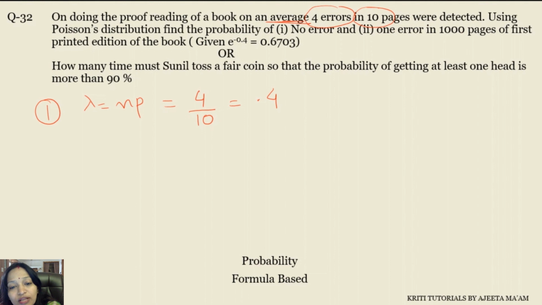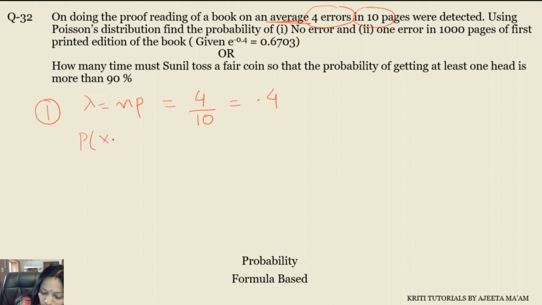आपको n और p से निकालने की ज़रूरत नहीं है because यहाँ पे you are not given the probability directly. So lambda is given directly, on an average. Average means mean. Mean क्या है? 4 errors in 10 pages. So now what is your point? 0.4 error in one page. Now let's move on.